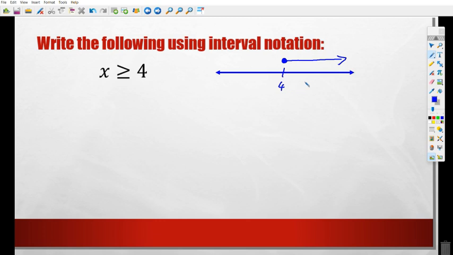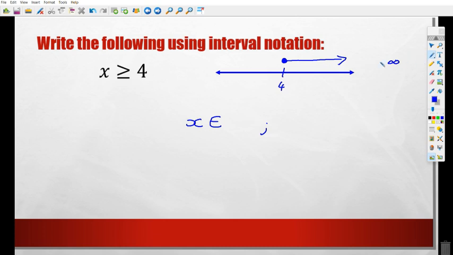Now I want you to write this in interval notation. So we're going to start: x is an element of. Let me draw my little colon. Now I ask myself, what goes on the left? The smallest number. So it's starting at 4 and it's going in which direction? To infinity. It's going to keep going, keep going, keep going.